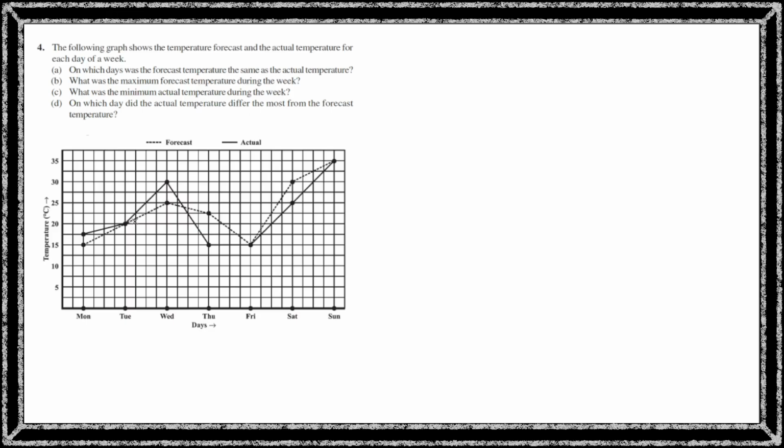You can clearly see that for this point and this point, and also this one, the forecast is the same as the actual. So these points are nothing but corresponding to Tuesday, Friday and Sunday. So these are the 3 days when forecast and actual temperatures are one and the same.